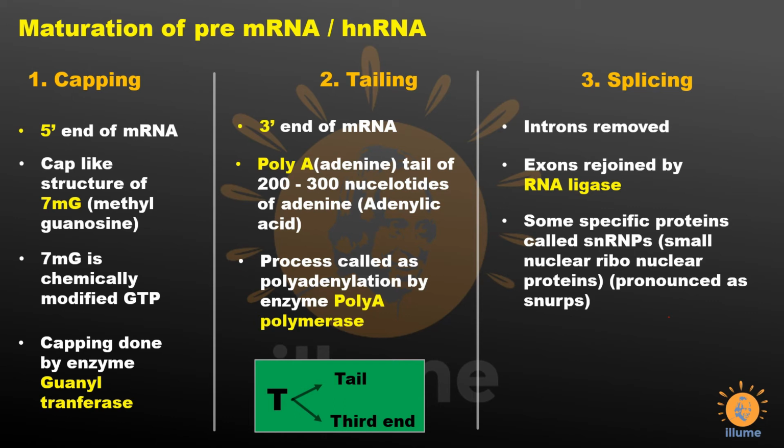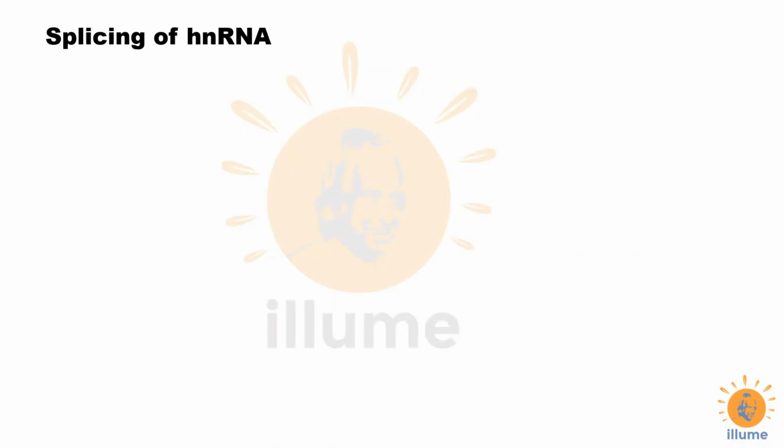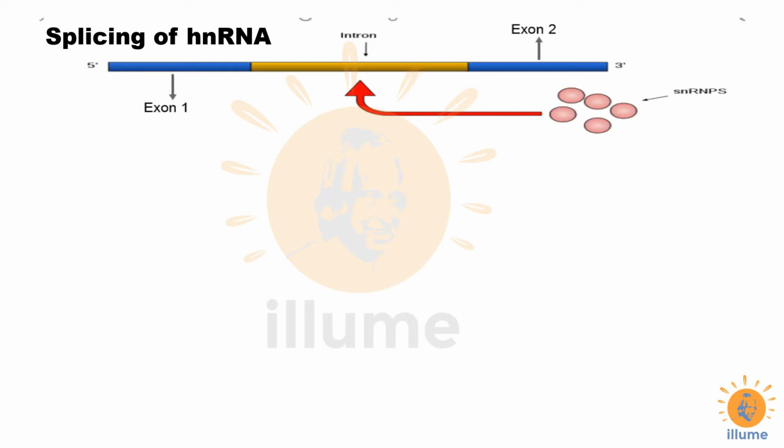If you pronounce the word hnRNPs, it is pronounced as snRNPs. And what is the full form of snRNPs? It is small nuclear ribonucleoproteins. Let's see how splicing occurs by a very good simple diagram here.